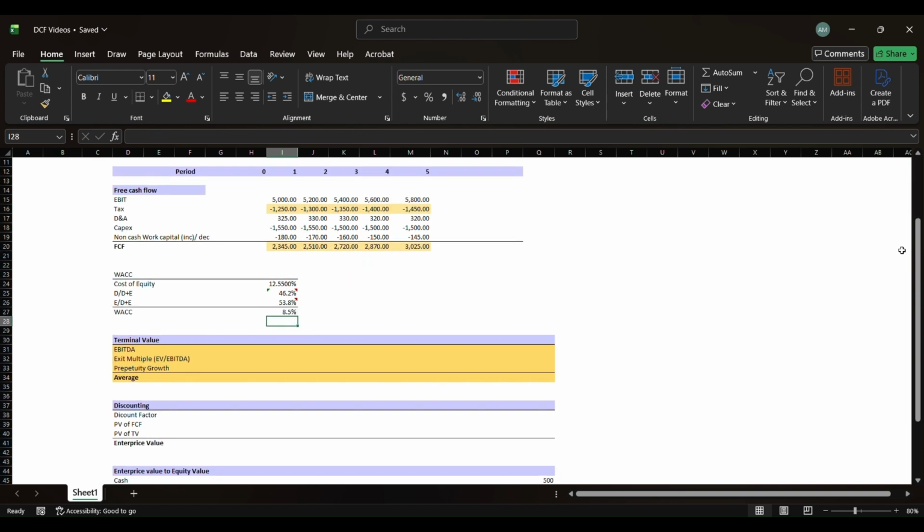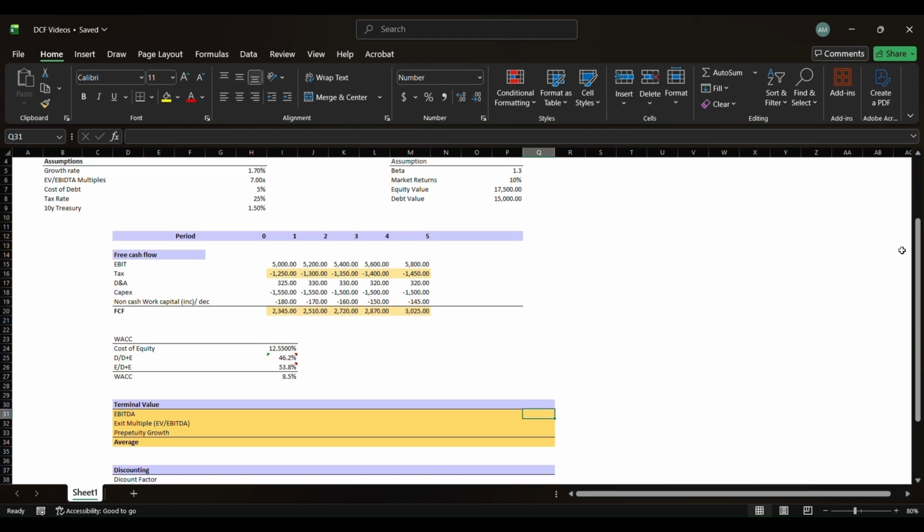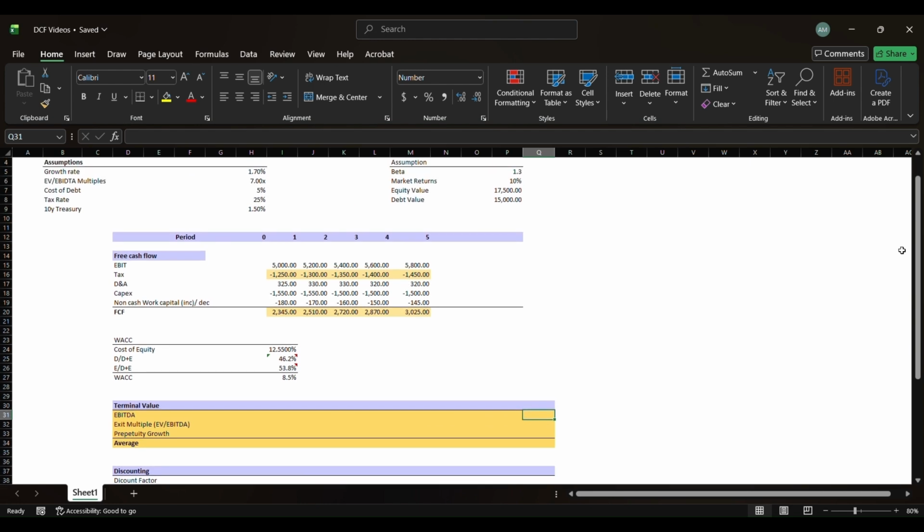So moving forward, now we come to the terminal value. Firstly, we have to calculate the EBITDA. We don't have the EBITDA value given, so we calculate it as EBIT plus depreciation and amortization, using the final year EBIT plus depreciation and amortization. So we get 6,120 as the EBITDA value.